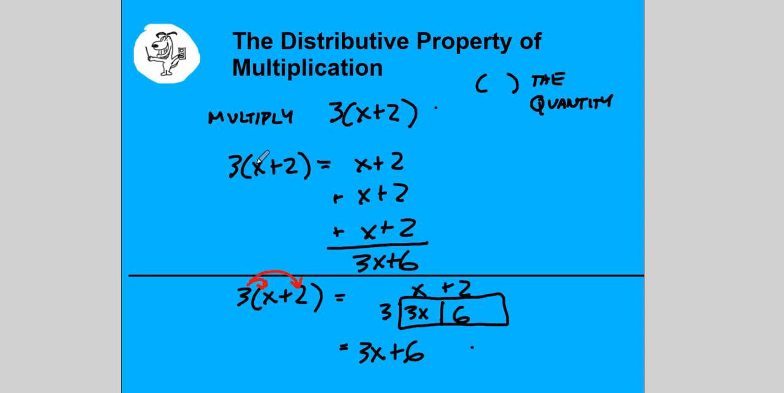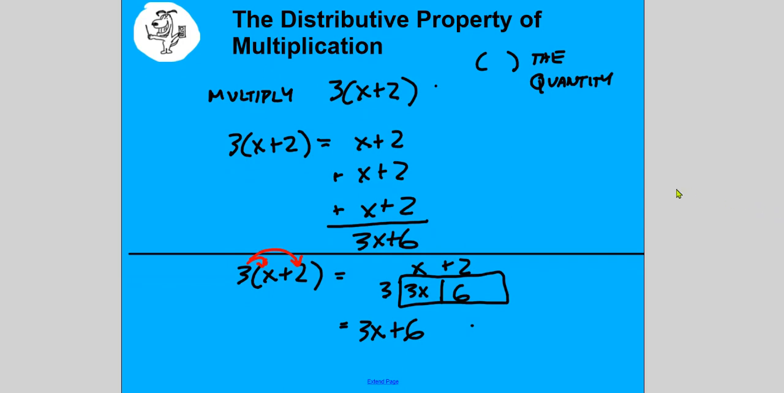Well, one way of literally interpreting this is you're taking 3 times this quantity x plus 2, so that's first time, second time, third time. So add it all up, you get 3x plus 6. That's what's going on, but it's not a really efficient way to look at this.